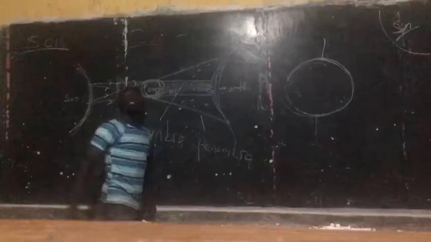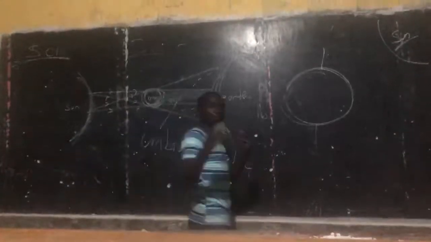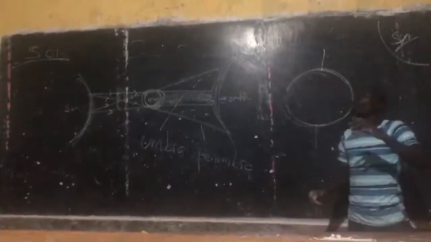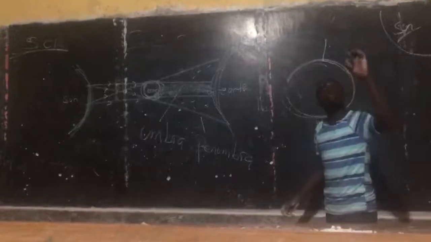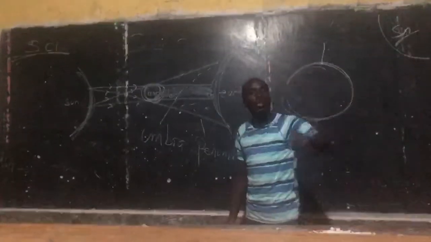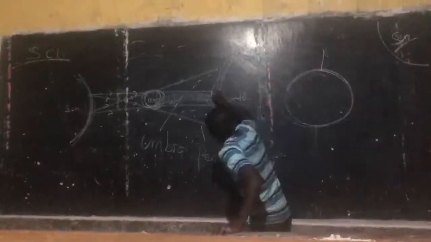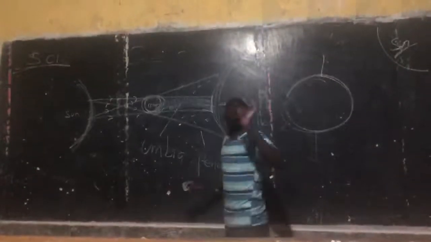So how is a solar eclipse formed? A solar eclipse is formed when light from the sun is obstructed by the moon and the shadow falls on the earth. So people around here are going to experience total darkness.